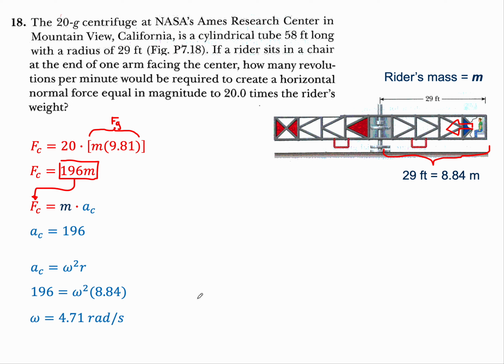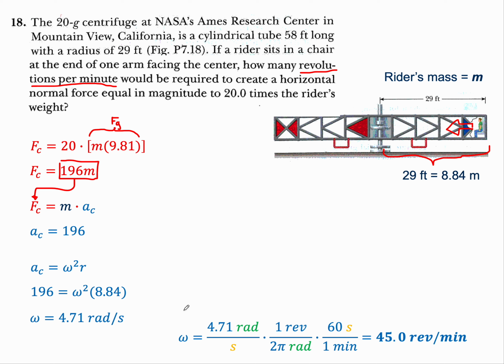You're like, oh great, we're done. Well, one last step. They want this in revolutions per minute. So we have to actually do a little conversions. Working backwards, in this case, 4.71 radians per second. I can cancel out the radians. We know that one revolution is equal to 2 pi radians. And 60 seconds is equal to 1 minute. Multiplying that out, you'll find the answer is 45 revolutions per minute is how fast, or the angular velocity in RPMs, we would need to get to 20 Gs.